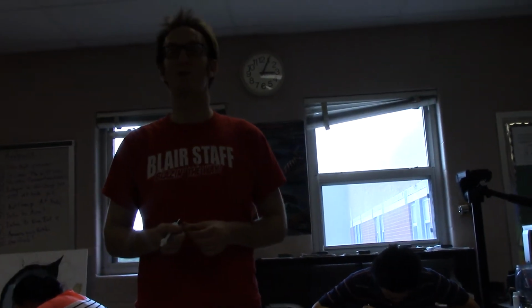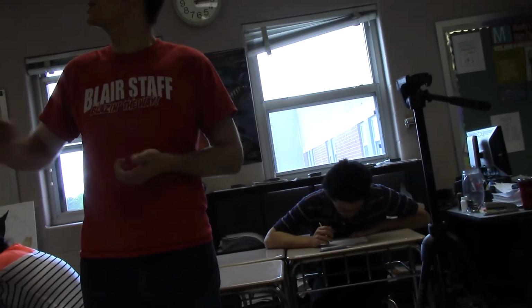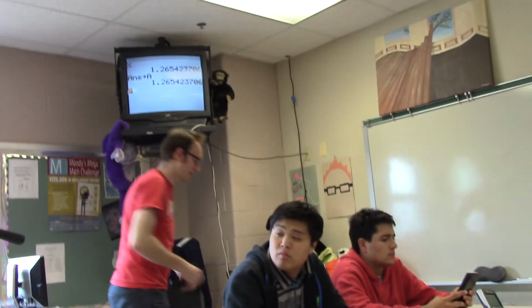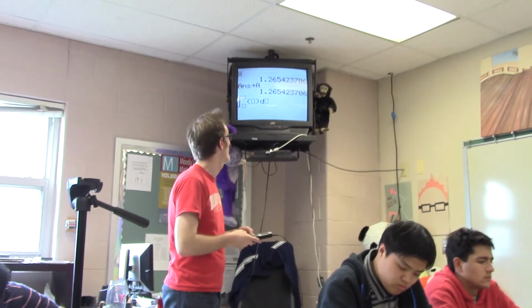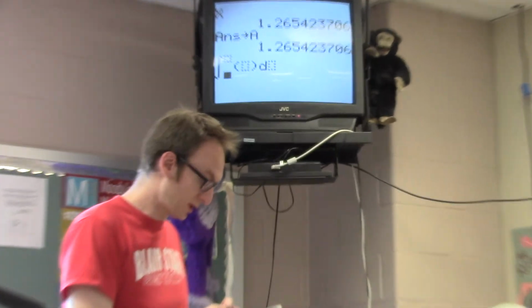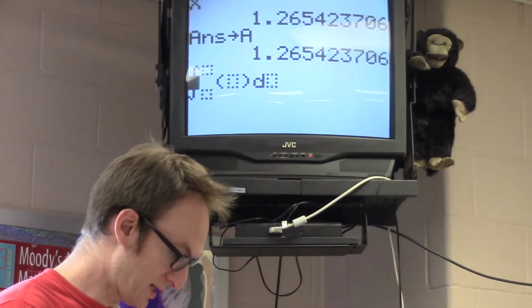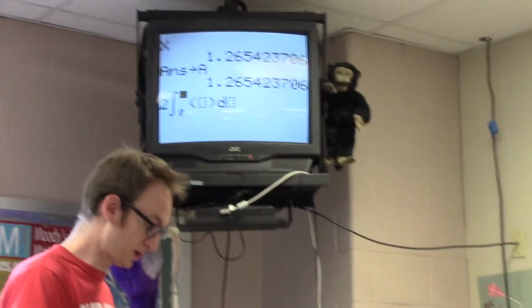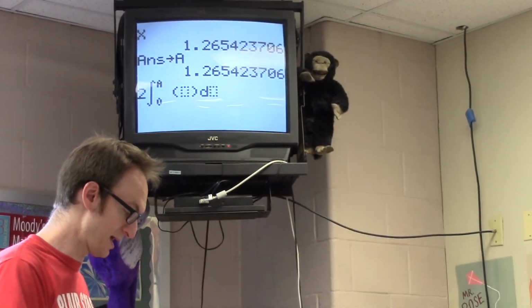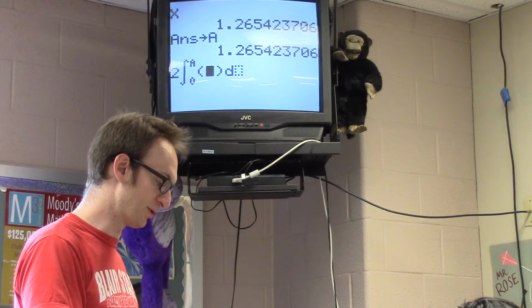But I can't do that problem by hand because I need to use that stored value 1.265. So that forces me to do the rest of this problem on a calculator. So hopefully you did it already. We go math 9, and first of all I want twice the integral from 0 to the stored value A of, oh, here comes another fancy move.